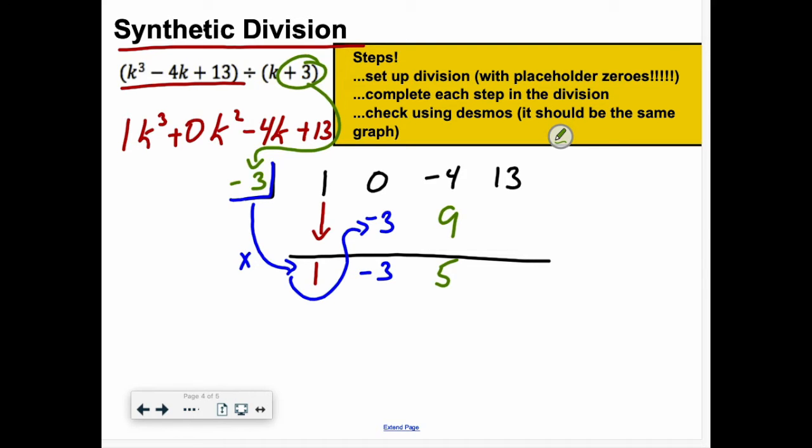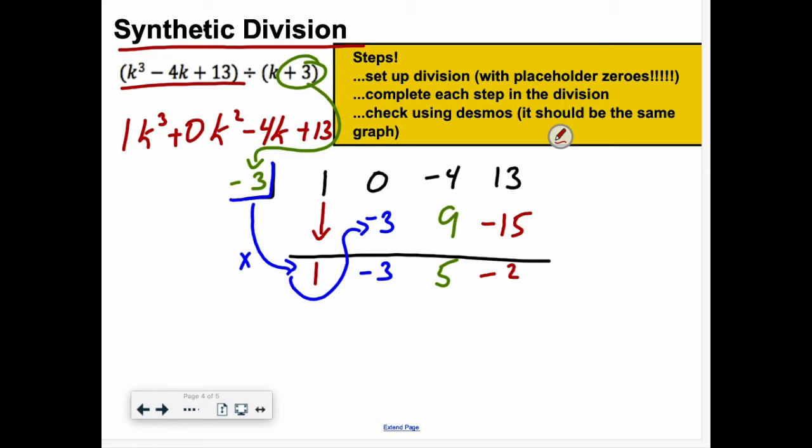Then I'll do the same thing. I'll take this negative 3 times this 5, and I'll put the answer here. Well, negative 3 times 5 is negative 15. Then I'll add these two together, and I'll put the answer here. Well, 13 minus 15 is just negative 2.